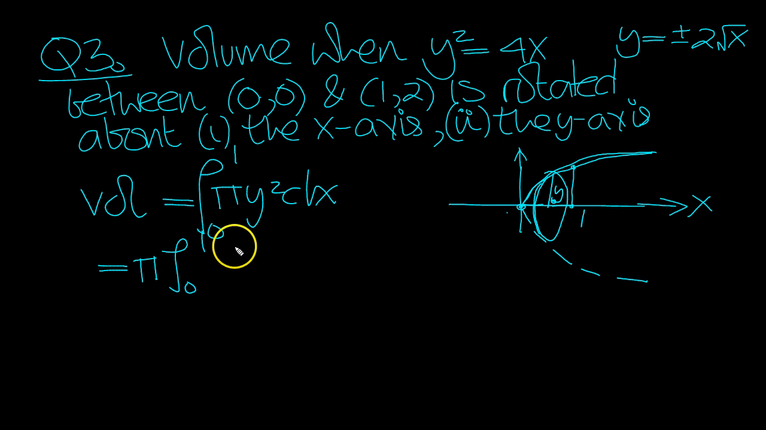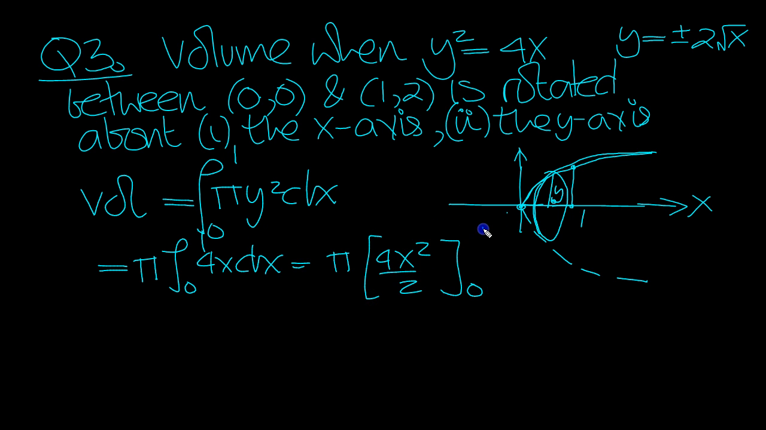Y squared is 4x. Integrate that. Raise the power by 1, divide by that number. And that's between the bounds of 0 and 1. This is just 2. So we end up with, put 1 in, you get 1 squared is 1, 2 times 1 is 2, you just get 2 pi, the next value is 0. So that volume is 2 pi.